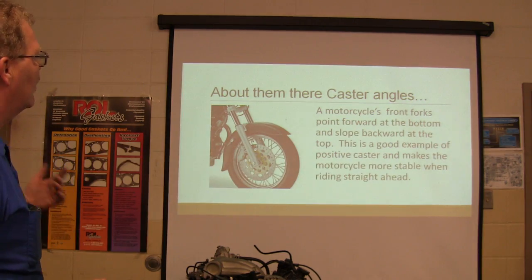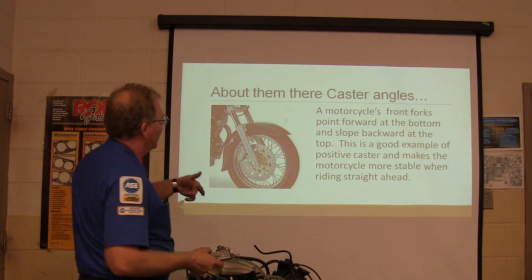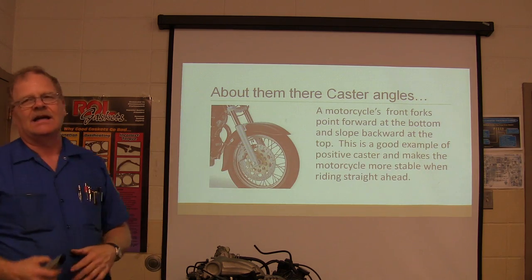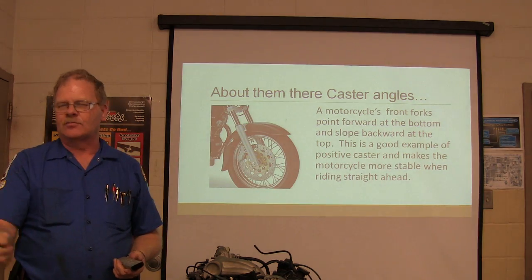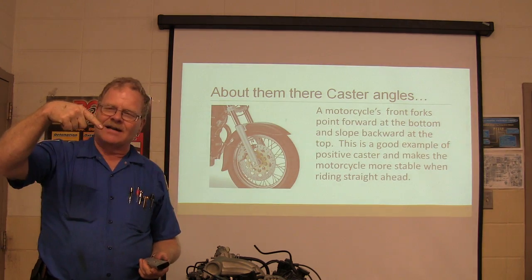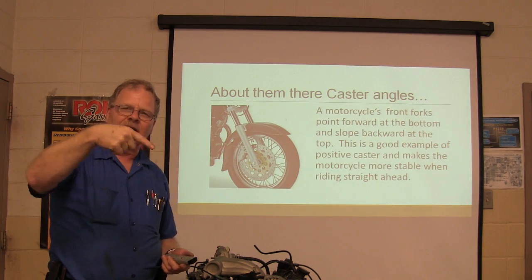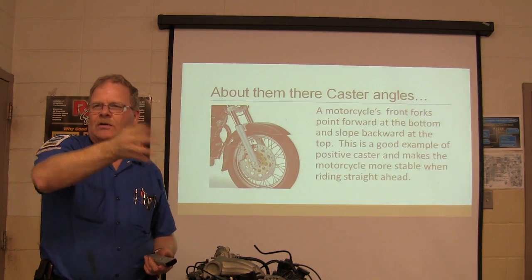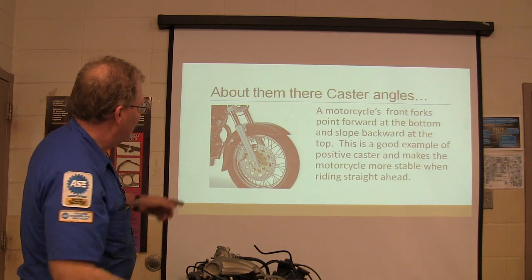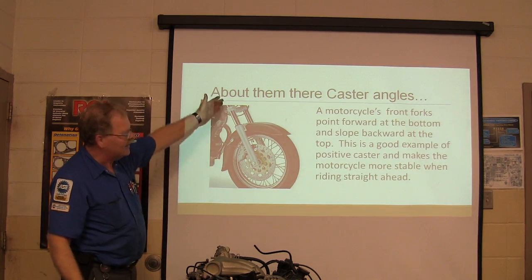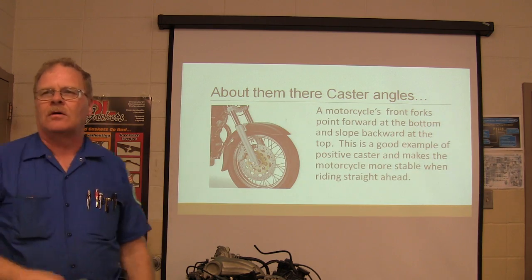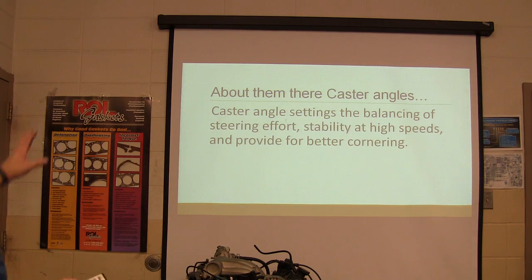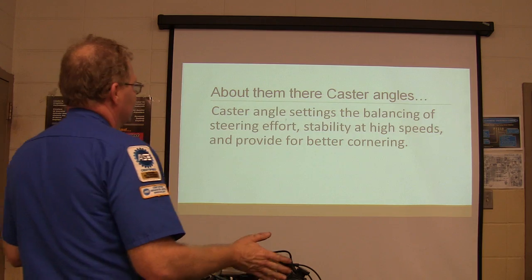A motorcycle's front forks point forward at the bottom and slope backward at the top. That's a good example of positive caster. It makes the motorcycle more stable when you're riding straight ahead. You can take a caster off the bottom of a swivel chair, and if you tilt it back and make it a positive caster, it'll go in a straight line with almost no problem at all. But if you go up straight, it's like a shopping cart wheel. So think about it: how'd you like to ride a motorcycle that had this just straight? It'd drive you up the wall. Yeah, bumpy ride, it'd be terrible.